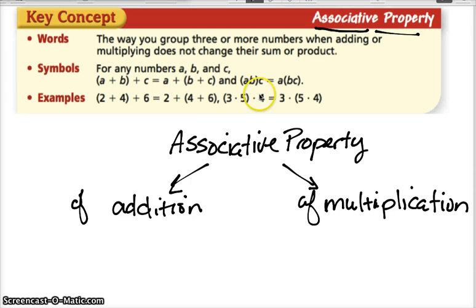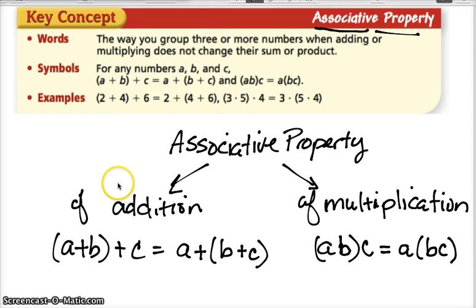So these are equivalent. Similarly, I can say the same thing when I'm multiplying: a times b first, then multiply c, or b times c, then multiply a. I have the same thing. So that's the symbolic representation of our associative property of addition and our associative property of multiplication. After feeling comfortable with the symbolic representation, you can take a look at these examples and confirm to yourself that, yes, it makes sense that this is true.